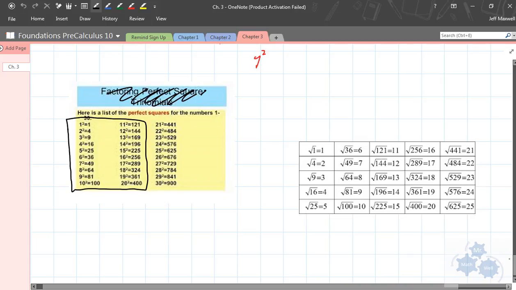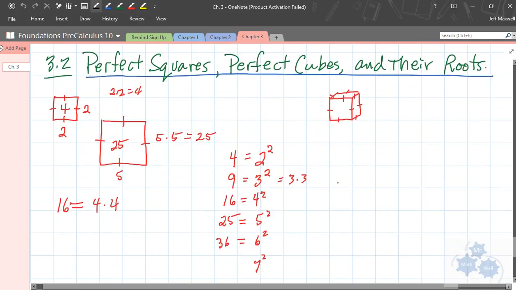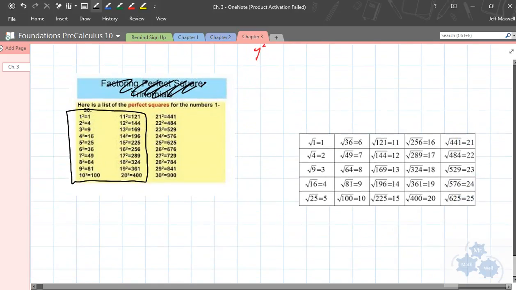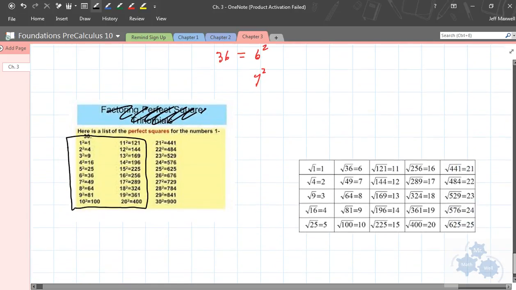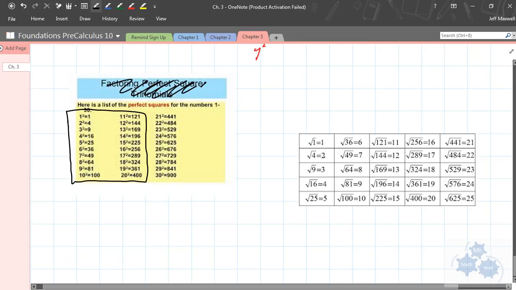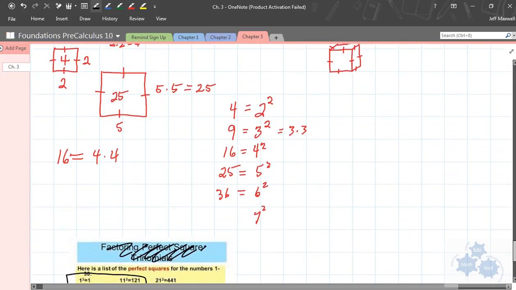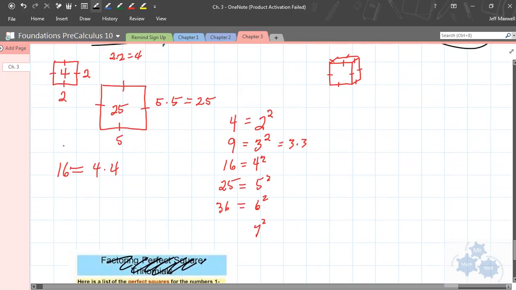Now, the title of our lesson was perfect squares, perfect cubes, and their roots. So I want to talk to you about perfect squares and square roots. Okay? Now, the root of a perfect square number is the square root. So if this is the perfect square, 16, 4 is the root. All right? So here's your perfect square. And the root is the number which you would square to get that number.